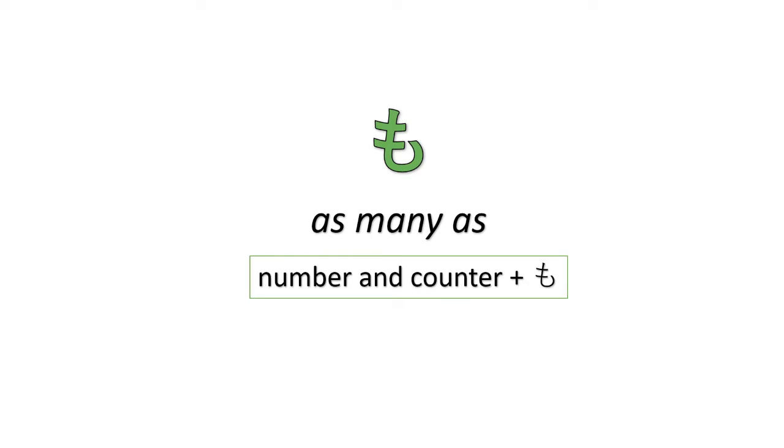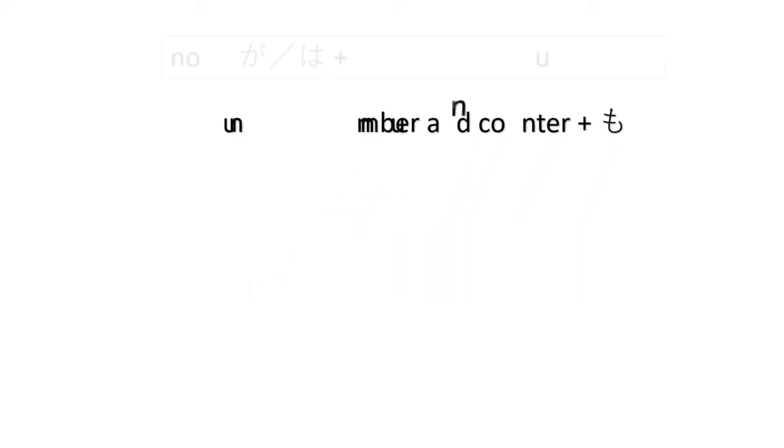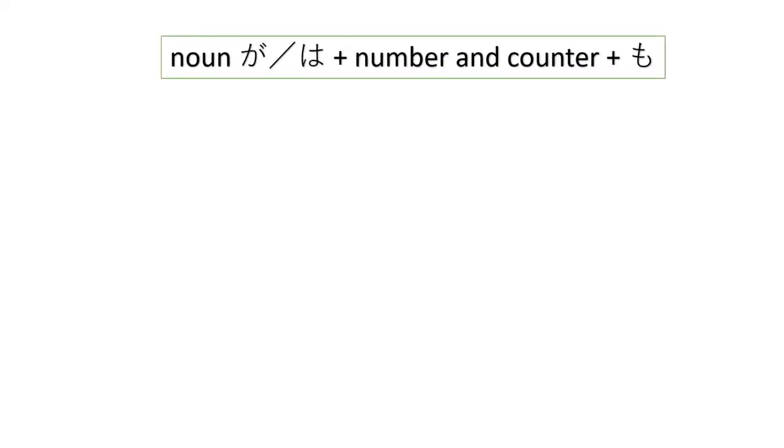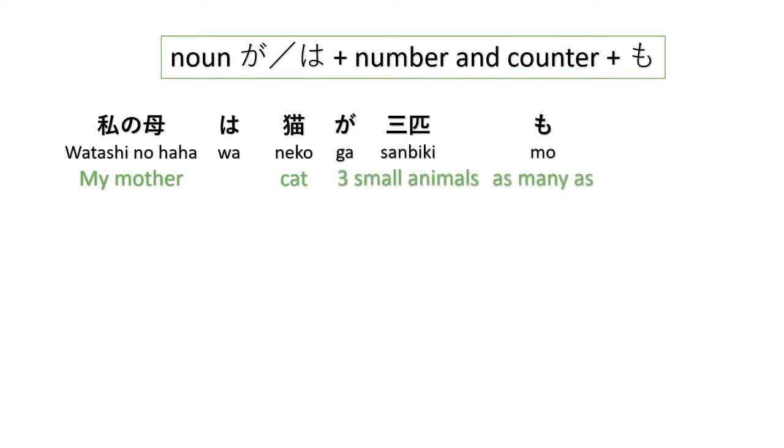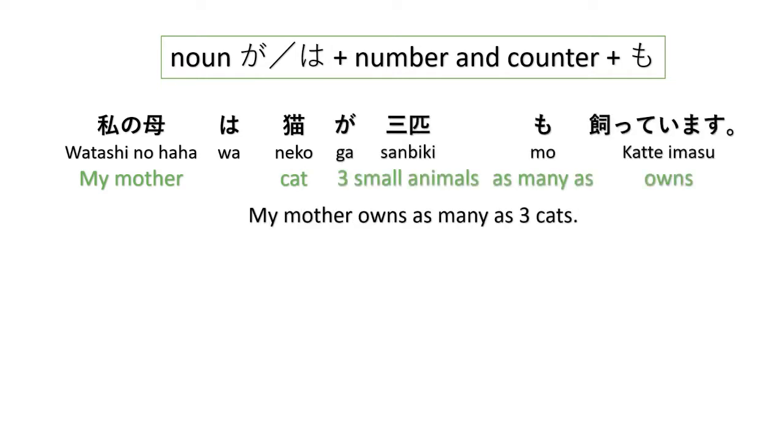Alright, now we go to mo. So mo is translated as many as. Okay? As many as. So it is number and counter plus mo. Here are 2 examples. Watashi no haha wa neko ga 3匹も飼っています. My mother owns as many as 3 cats. So here, mo directly follows the number and counter 3匹. Okay? 3匹も.